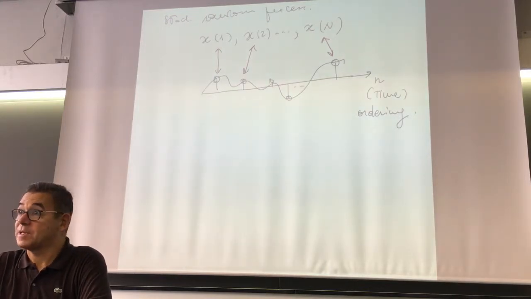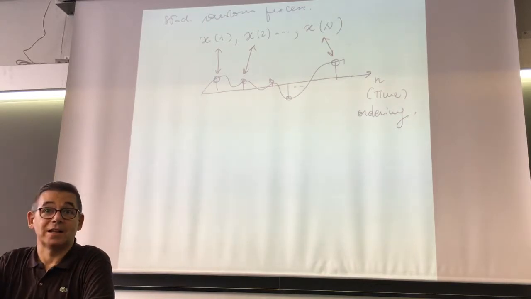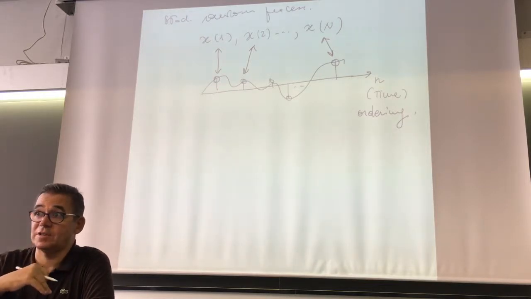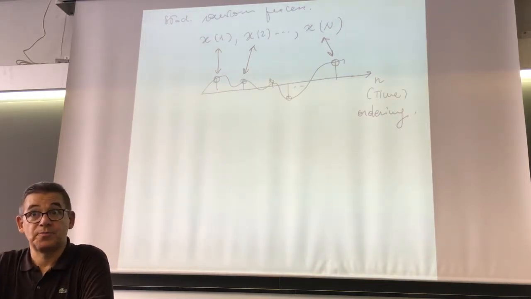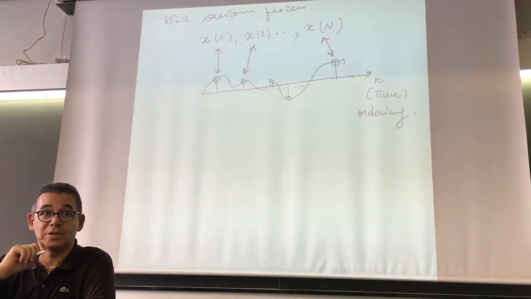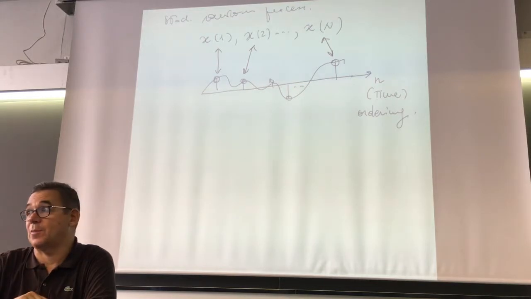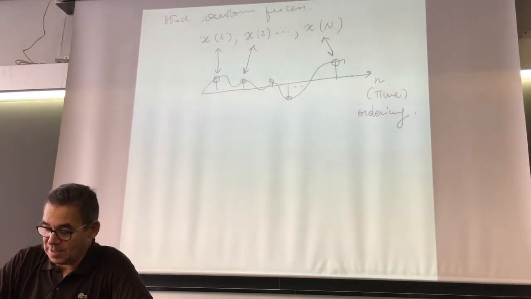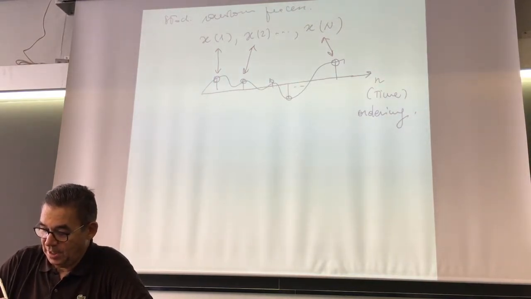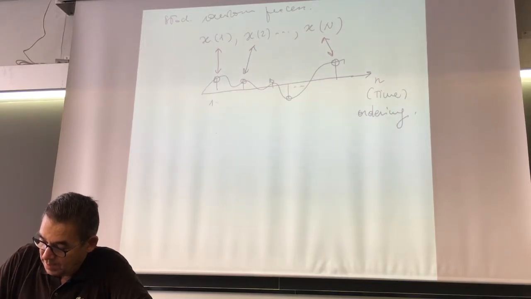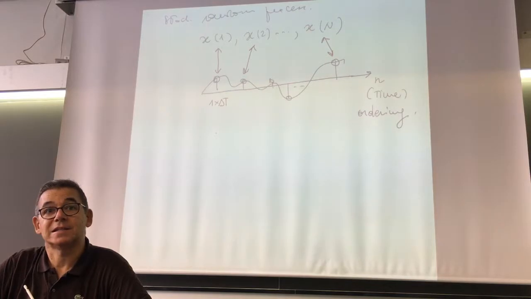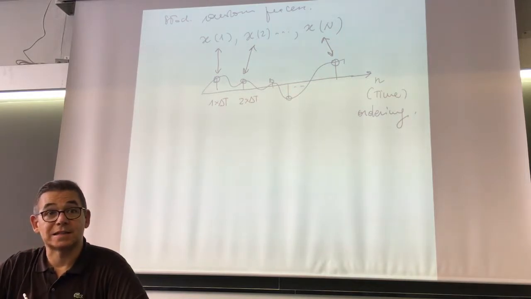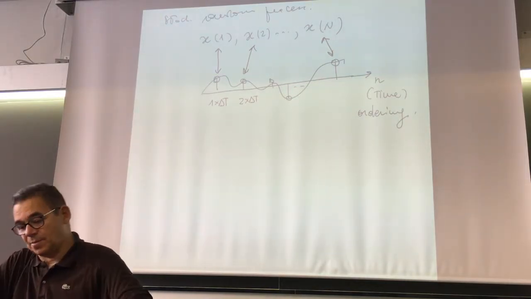If xn is representing the stock's value, it's money. So x1 is the stock's value at time 1, x2 is the stock's value at time 2. If instead it is voltage, x1 is the voltage at sample time 1, x2 is the voltage at sample time 2, and so forth. So this time index can be representative of sampled data. This might be 1 times delta t, if delta t is the sampling interval, and this one is 2 times delta t.